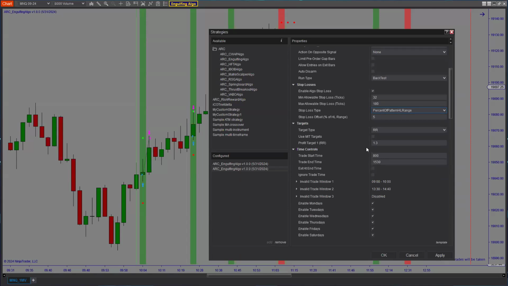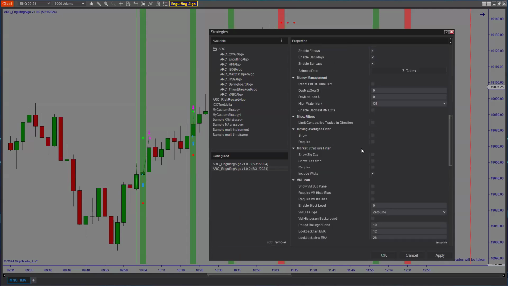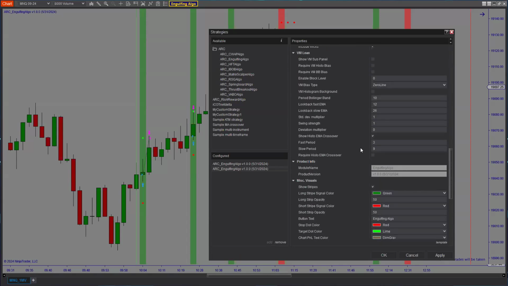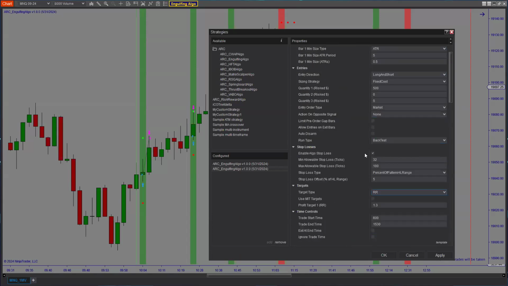So that's really about it. Targets, you still got ticks, ATR, risk reward, trade start and stop times, all the normal stuff. All of this is in the brain training. So of course that's in the members area, and you can go through and check it out.